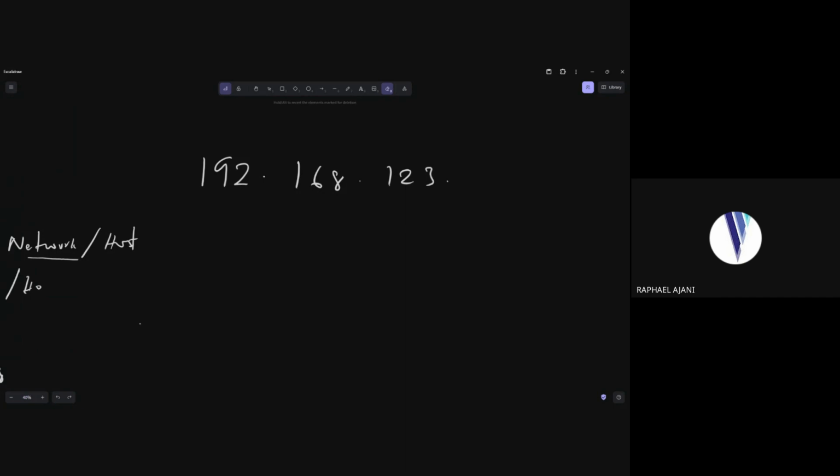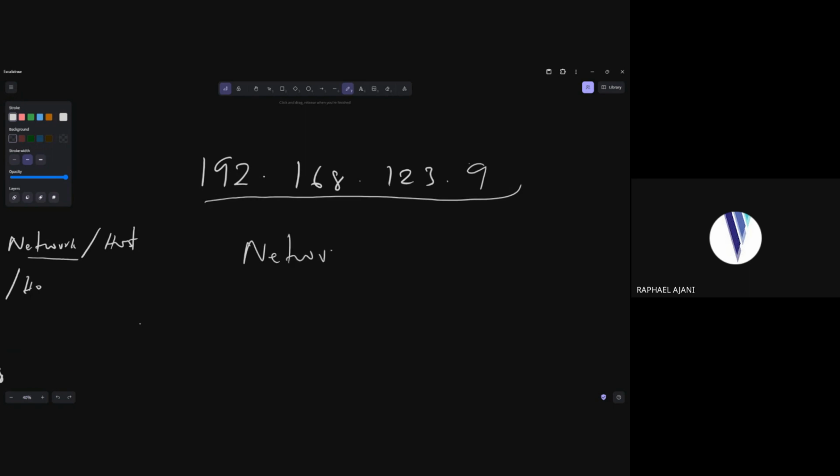Let's say a host of .9. So there is another component of IP addressing that helps us to split an IP address like this into the network part and the host part. And that component is called subnet mask.